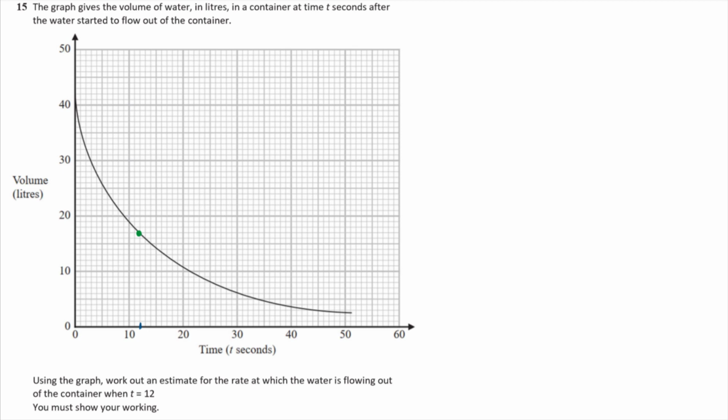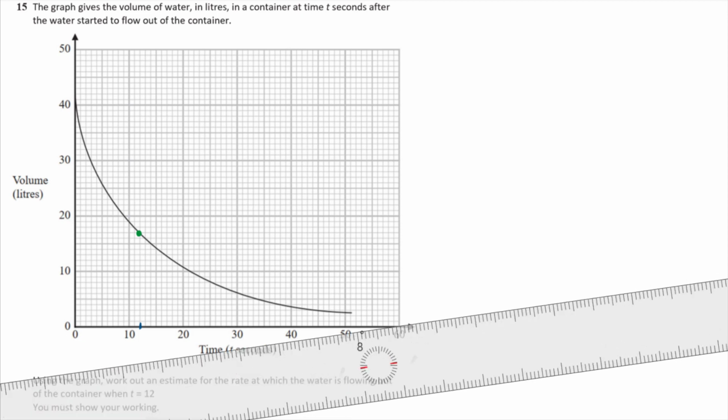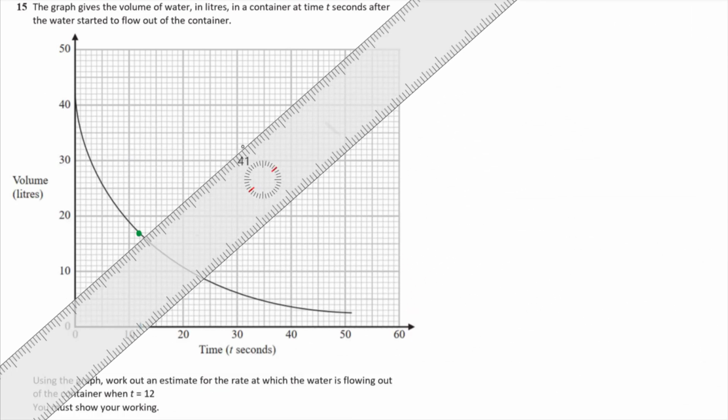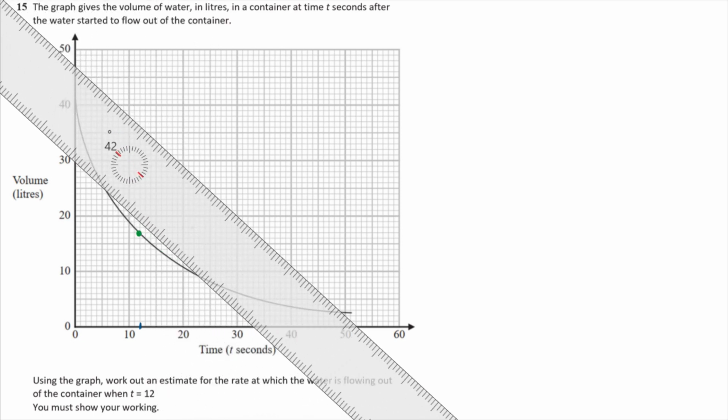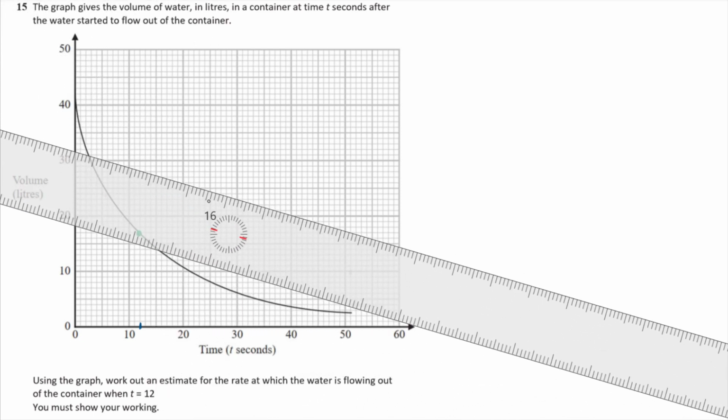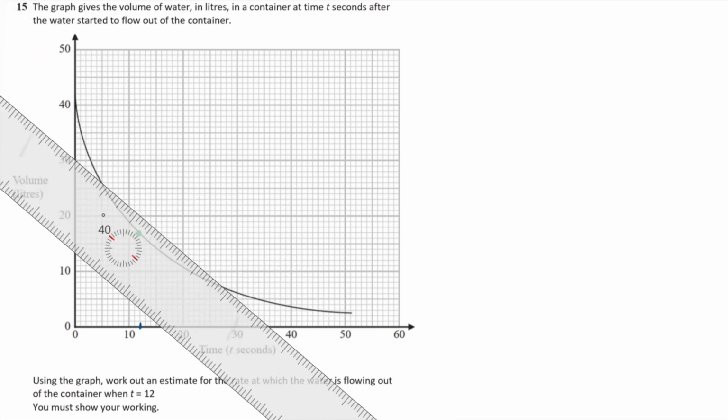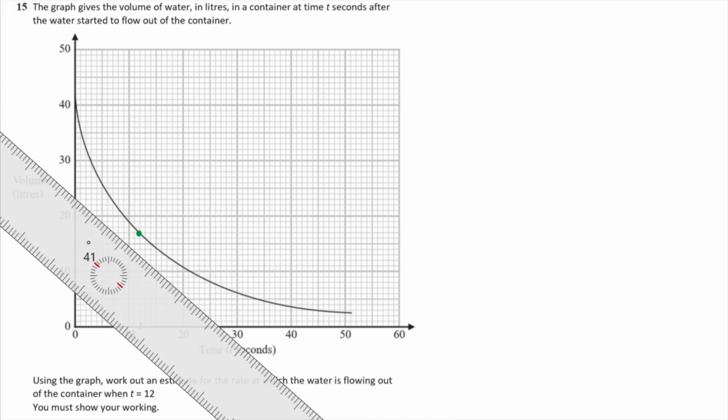Now, finding the gradient of a straight line is easy enough. You just need to find 2 points on it and measure the change in y over the change in x. That's simple. But with a curve, it's a little bit more complicated because the gradient is constantly changing all the way down the line. So there aren't 2 points on it that you can use, because every point has a different gradient from every other point.